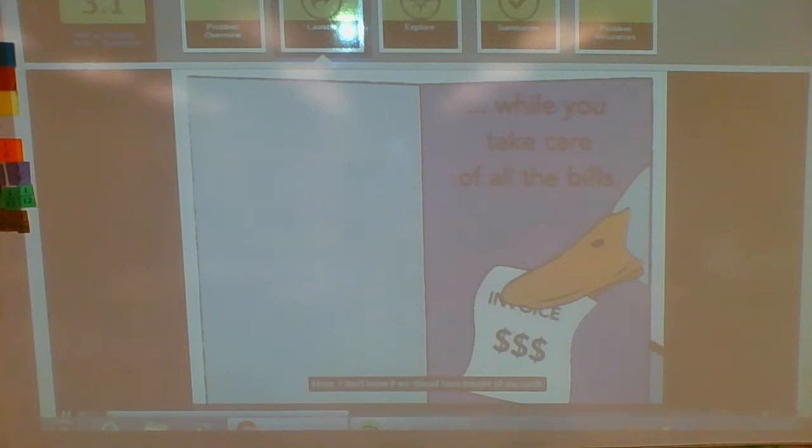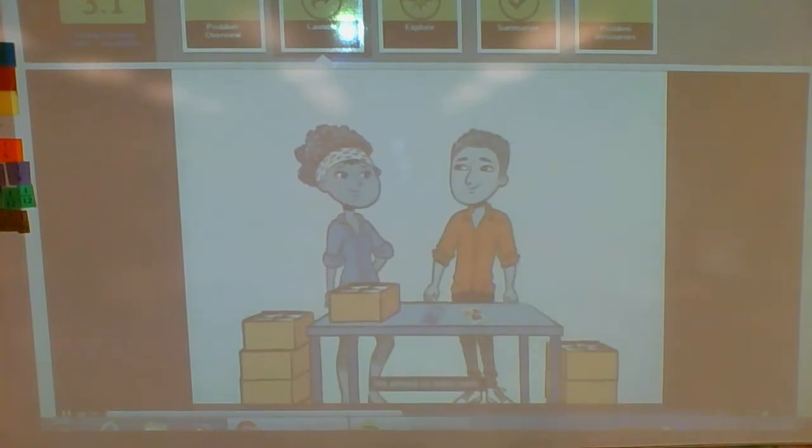I don't know if we should have bought all our cards from a place called the Crazy Card Company. We printed so many cards. That's going to be most of our operating cost right there. We need to start selling cards to bring in some revenue. I wonder if we'll make a profit from this sale.